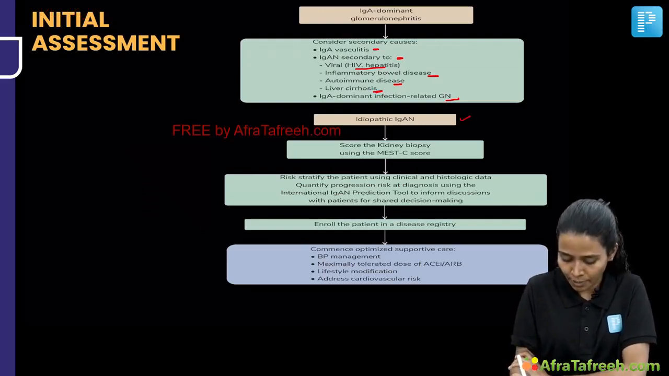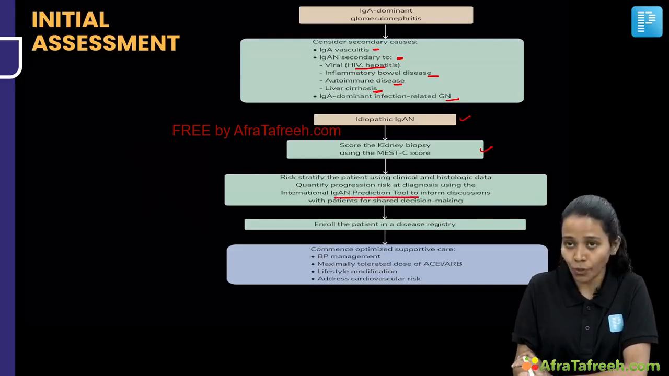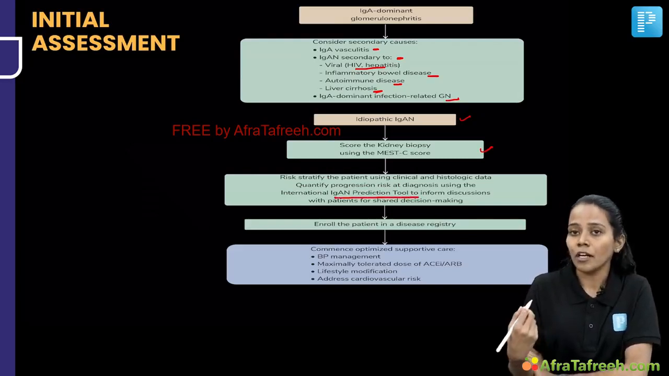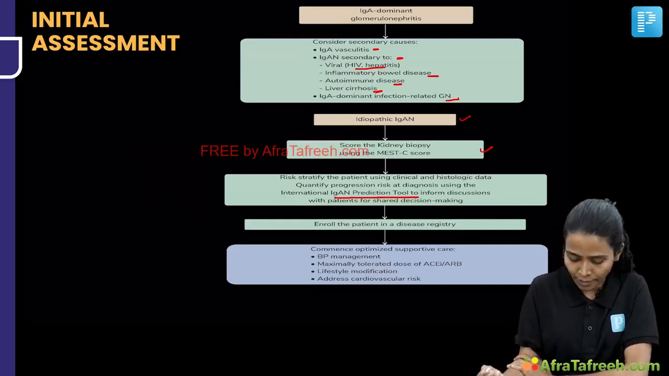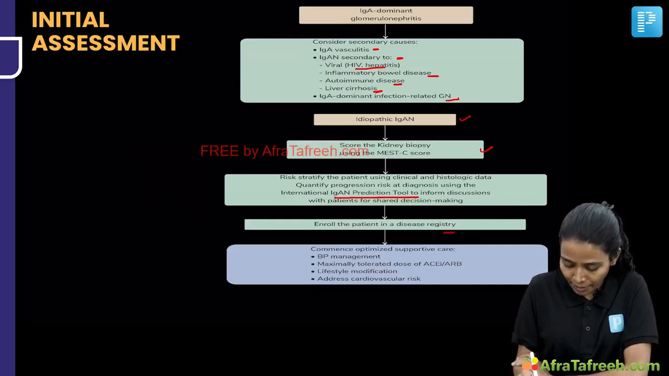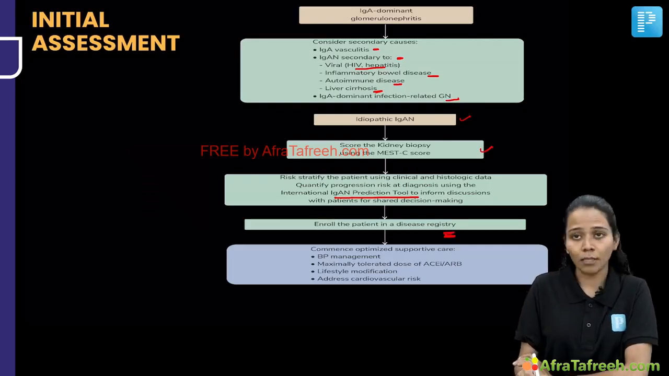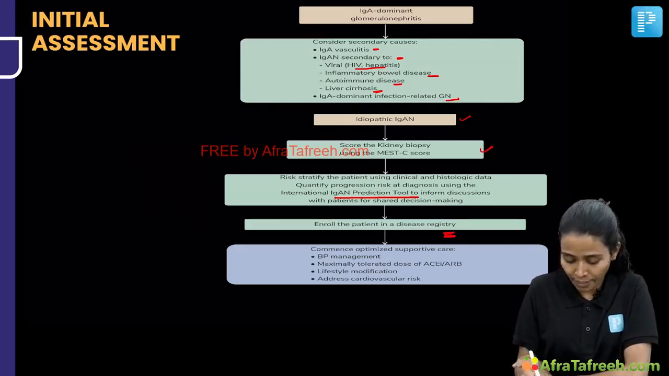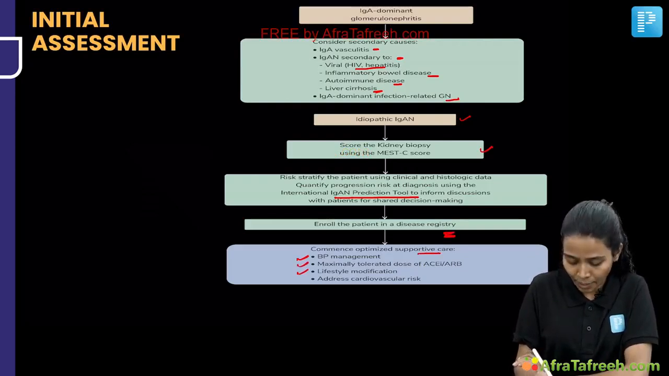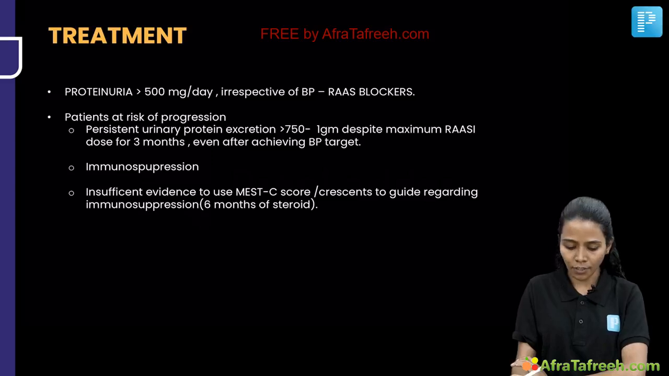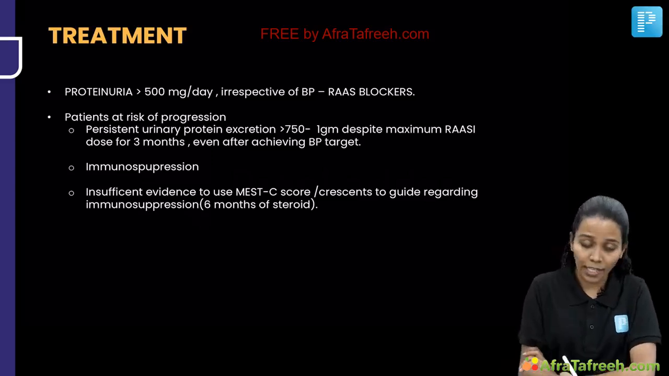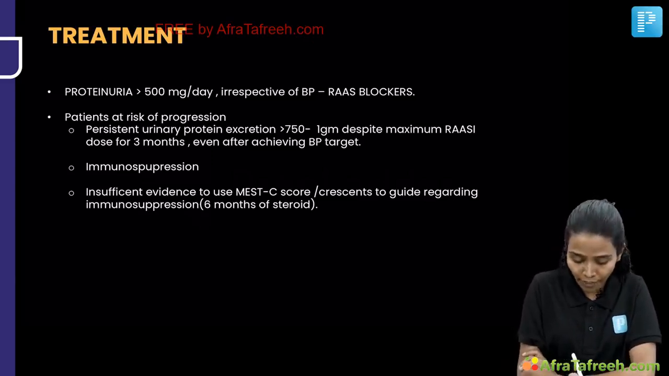You see the MEST score. Then you classify the patient based on the IgAN prediction tool and you find out their chance of progression to ESRD. Enroll the patient in a disease registry if you are planning to start the patient on immunosuppression. Otherwise, it is supportive care, BP management, ACE inhibitor or ARB, lifestyle modification, and address the cardiovascular risk. So, like I was telling, if proteinuria is more than 500, start the patient on RAS blockers.